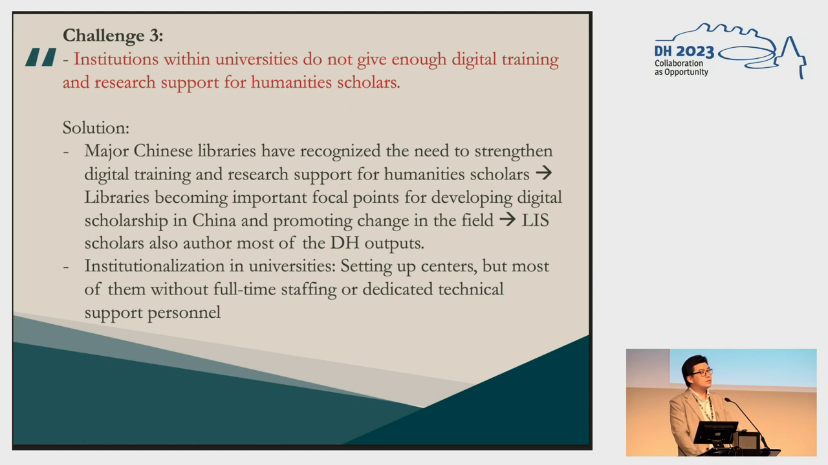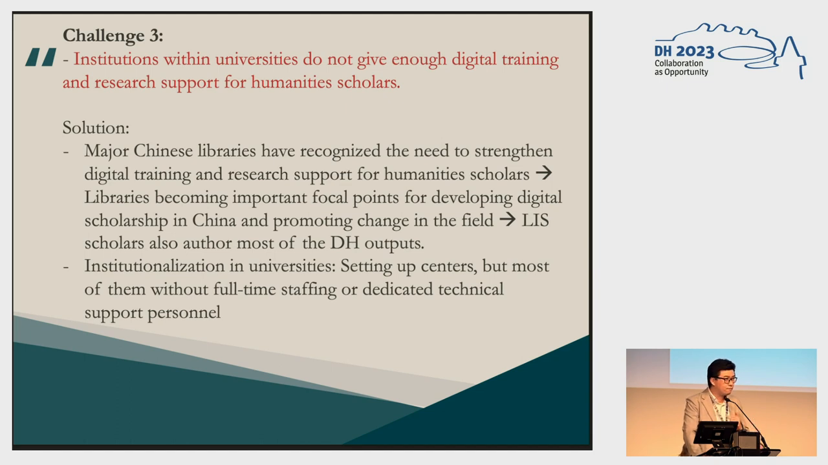The third challenge that we see is the lack of support, especially in the process of institutionalization. So we see DH centers cropping up in more and more Chinese institutions, from less than a handful in 2017 to more than a dozen now. But many of these centers, we still see most of them without full-time staffing or dedicated technical support staff. Therefore, humanities scholars often find it pretty frustrating and difficult to do the kind of work that they start to have contact with when they read DH journals, when they read books in DH.